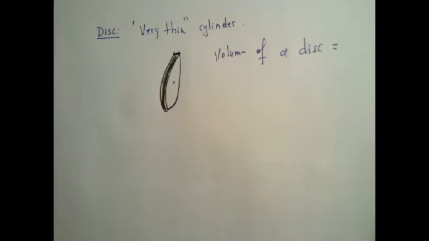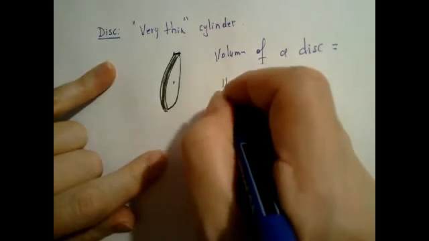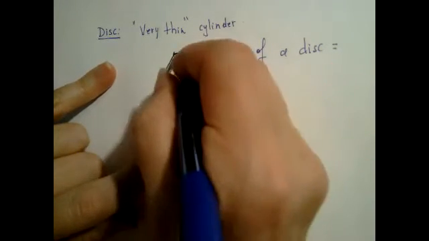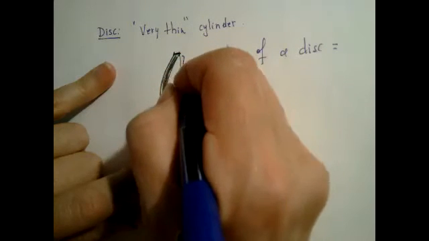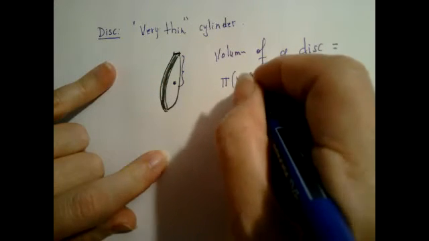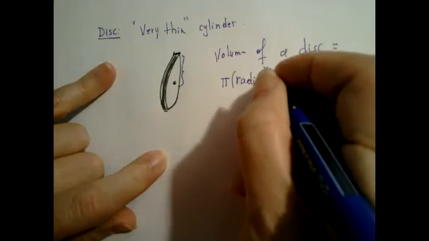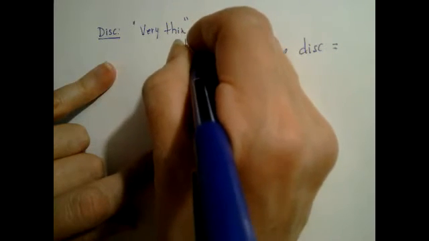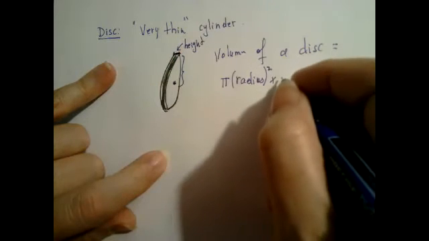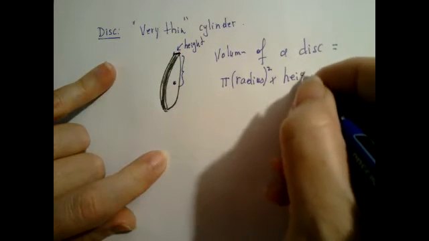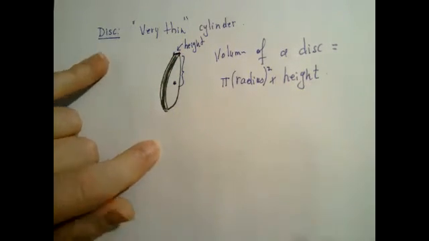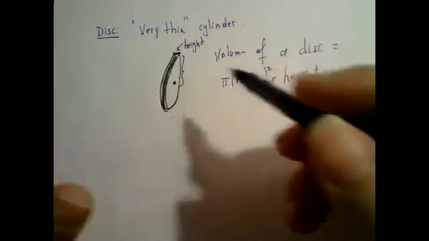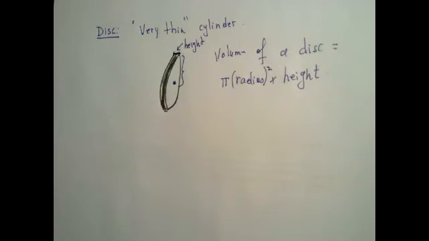Okay, what's the volume of a cylinder? Anybody remember? Pi r squared times the height. Exactly, it's pi times the radius. If this is the center, that's the radius. The radius squared times the height. That's the height here, which is very small, but that's the height. So when I say this, do you imagine exactly this picture? A very, very thin cylinder, no more, no less.